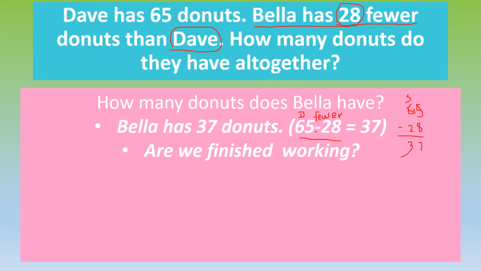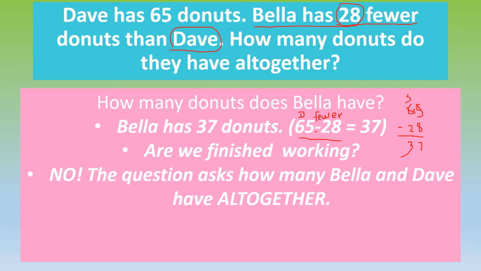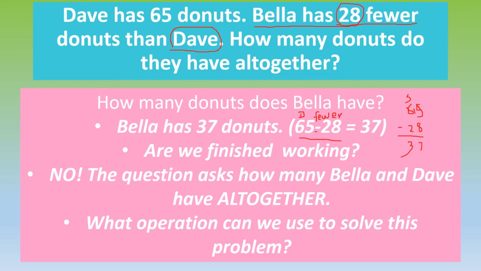Are we finished working, students? Is that my answer, 37? Did I answer my question? How many donuts do they have altogether? No, right? The question asks us how many Bella and Dave have altogether. So what operation can we use to solve this problem?